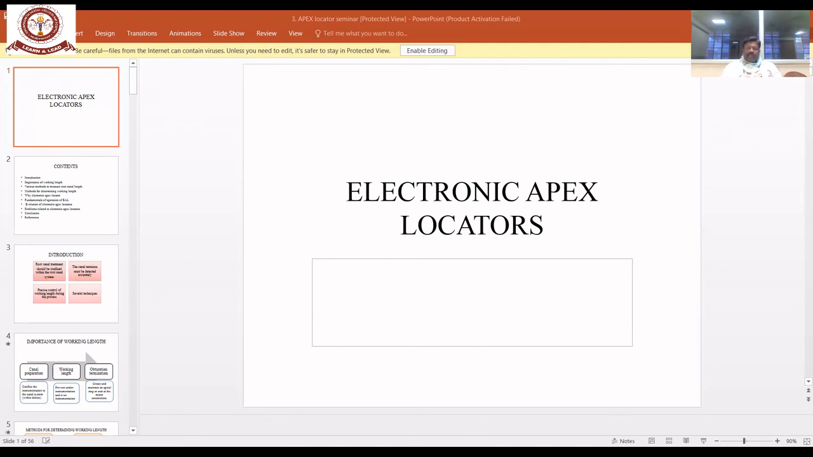So problems associated with the use of apex locators are: first, the presence of irrigants might influence the conductivity of the electrical current. Next is the canal shape. A significant clinical step to overcome these disadvantages is the pre-flaring of the root canal, which increases its accuracy. Next is the size of the apical foramen. Cardiac pacemakers: all the apex locators can be used except Bingo 1020.